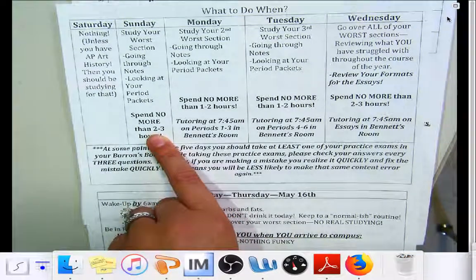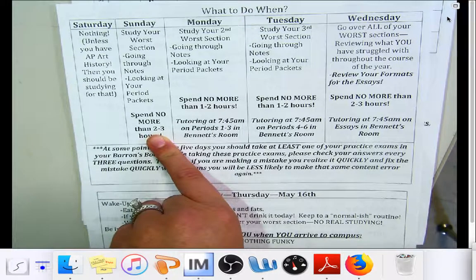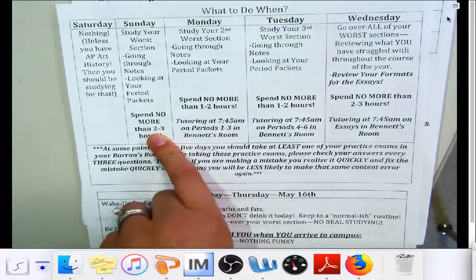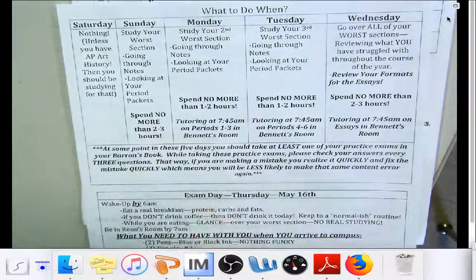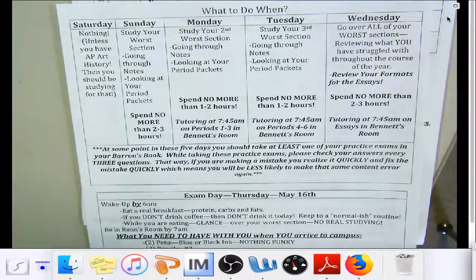Because if you are thinking you're just going to cram all this stuff into your brain and do a marathon study session, you're being foolish, because it's not going to help. Nothing like that's going to help. We've been logical and methodical this whole time. We're going to continue.